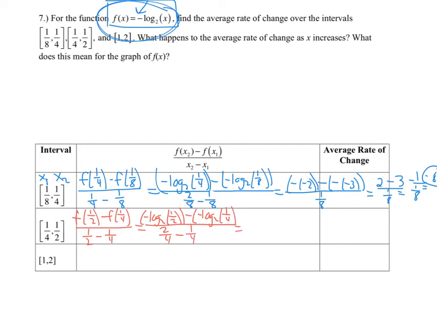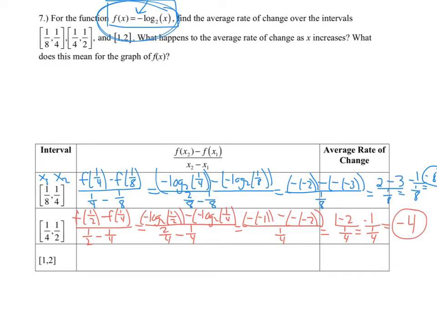The log base 2 of 1/2 is -1, so we've got the opposite of -1 minus the opposite of the log base 2 of 1/4 is -2, all over 1/4. So this is really a 1 minus 2 over 1/4, which is -1 over 1/4. Again, we don't divide by a fraction, we multiply by its reciprocal. So in the end, we get -4.